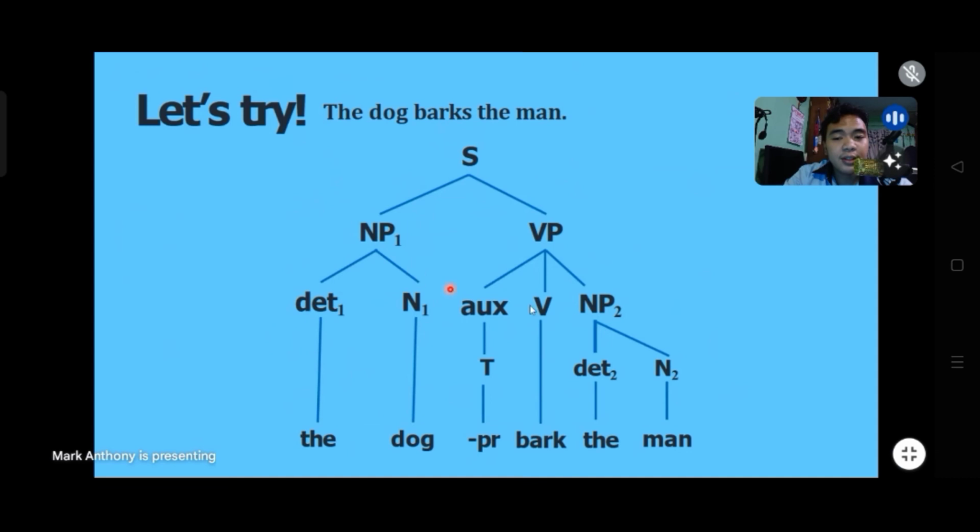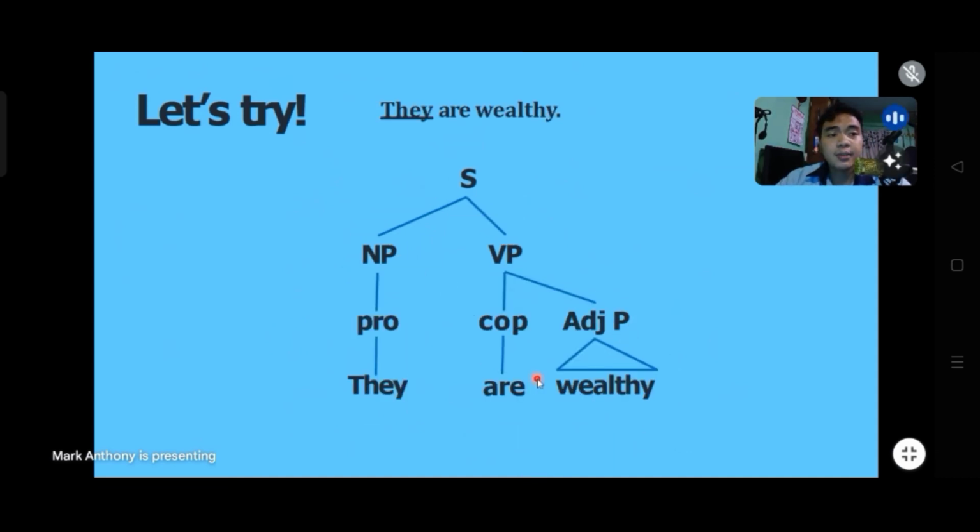This is 1, this is 2, and we have the verb. So as we can see here, we use a copular verb, and that copular verb is the word are, because it is a verb that links the noun phrase and the adjective phrase.